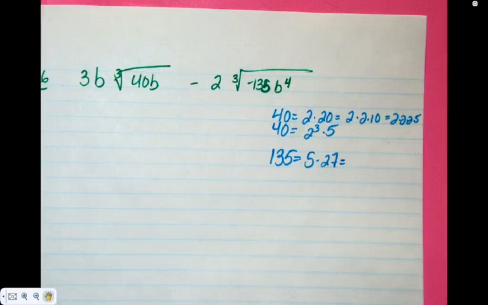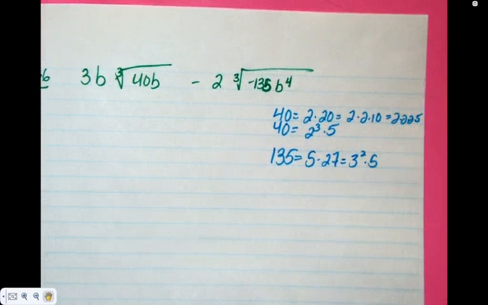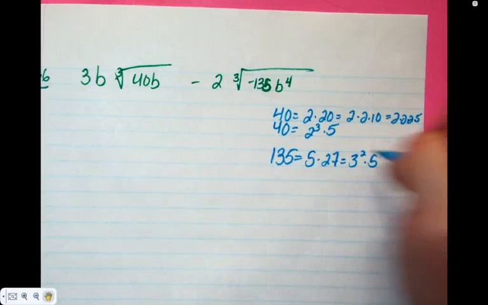And what do you know about 27? And what do you know about 9? So it's going to be 3 and 3 and 3. So a 3 squared times 5. 3 cubed, I totally meant.